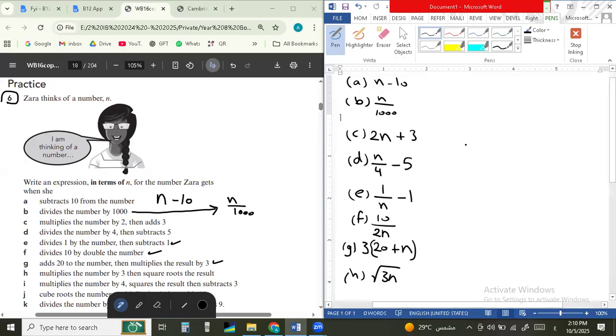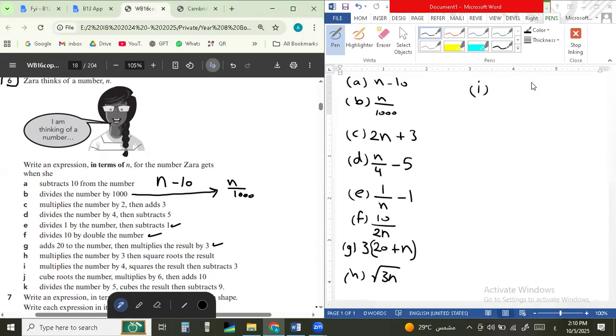After that, we got I. It says multiplies the number by 4. Multiplies the number by 4, then it's 4n. Squares the result. Squares the result this way. The brackets are extremely important. If you don't put the brackets, that means you're squaring only n. So it's 4n all squared. But is that it? No. They say then subtracts 3. Then subtracts 3. That is in question I. Let's mark it not to get confused.